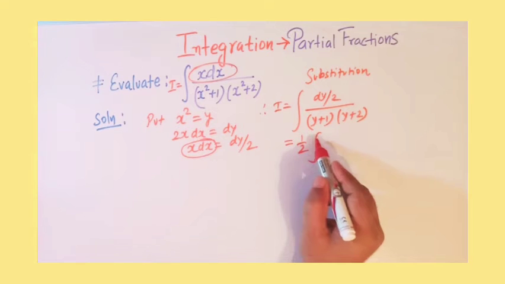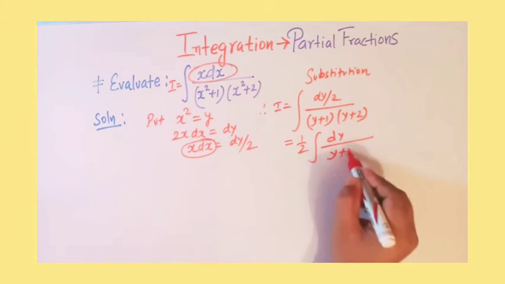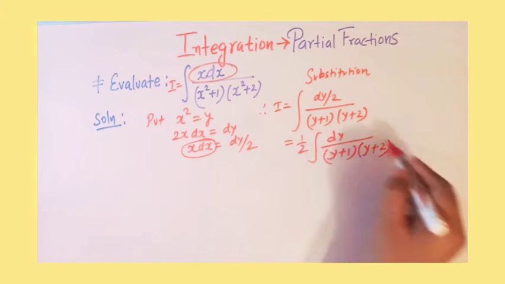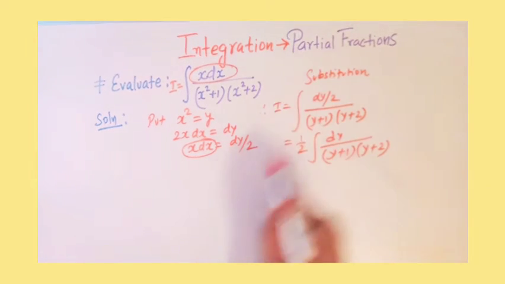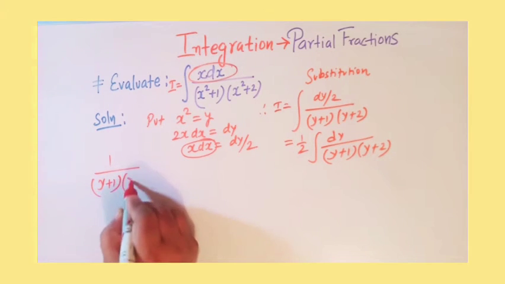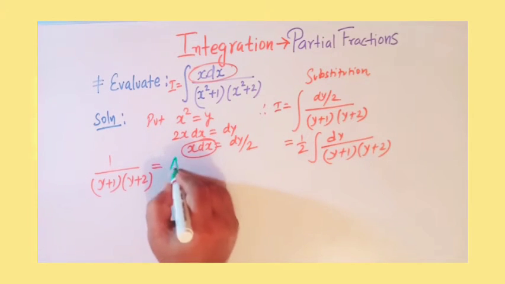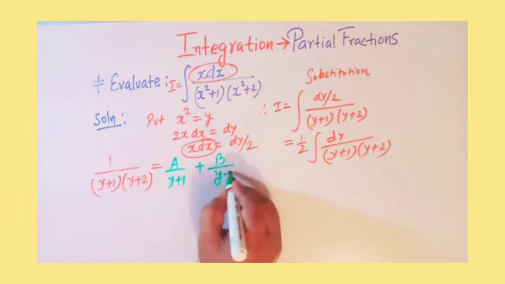Taking half outside the integral, we have dy divided by (y plus 1)(y plus 2). Now see, this integral will use the partial fraction method. 1 over (y plus 1)(y plus 2) can be decomposed into two partial fractions as a over y plus 1 and b over y plus 2.